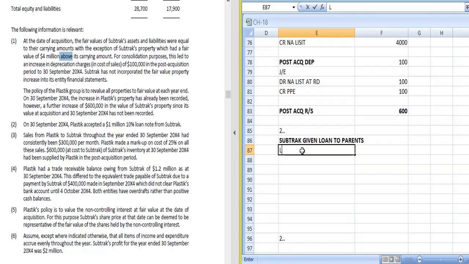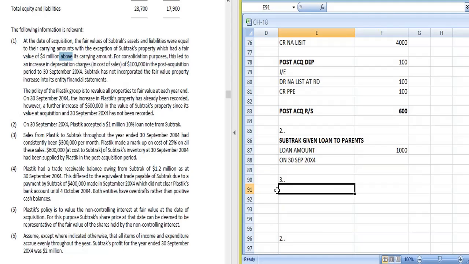The loan amount is 1 million. So we have taken the 30 common, so 1,000. Okay. So on 30 September 2004. Okay. Third point. What is the third point saying?